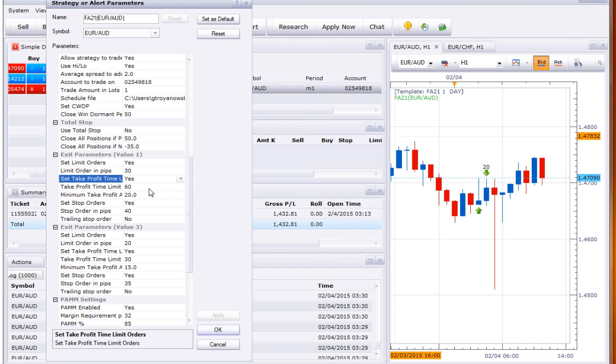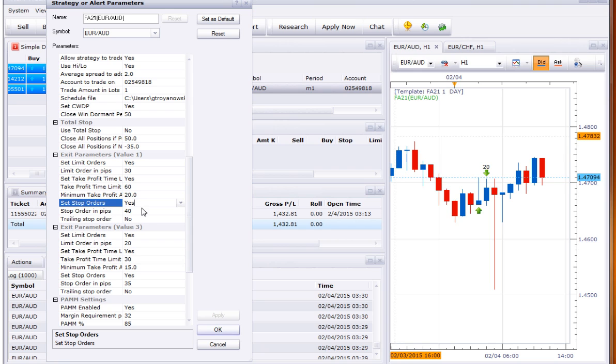But if I select this to yes, what this means is if I don't get 30 pips within the take profit time limit, 60 means 60 minutes, at 60 minutes, if I don't get my 30 pips, the system will set the limit to 20 pips, meaning that if I didn't get 30, let me try and get 20 and get out of the trade with a profit. So I hope that makes sense.